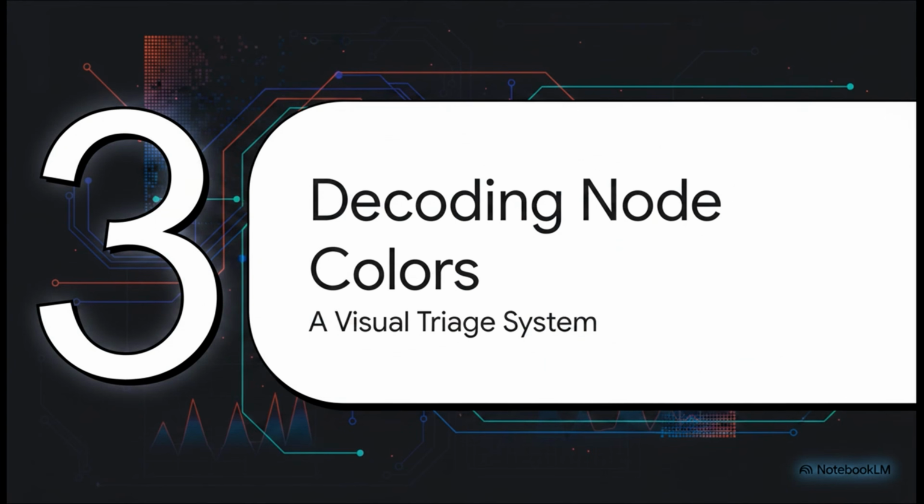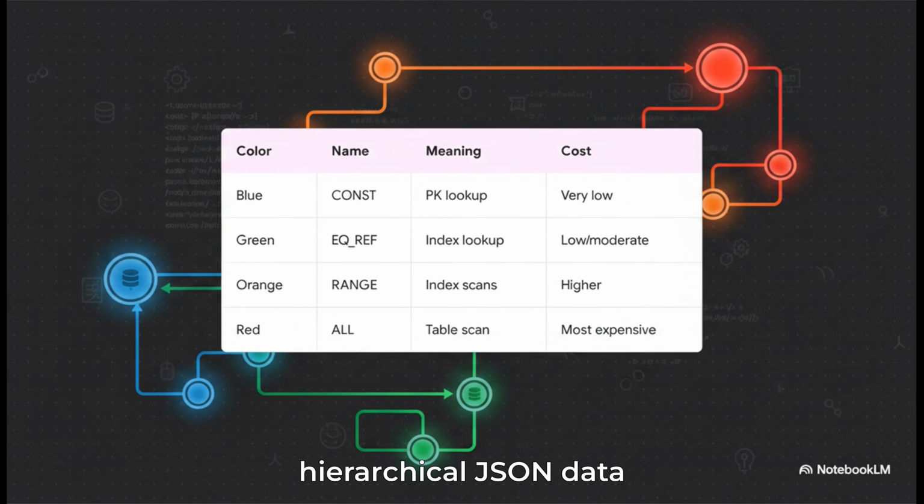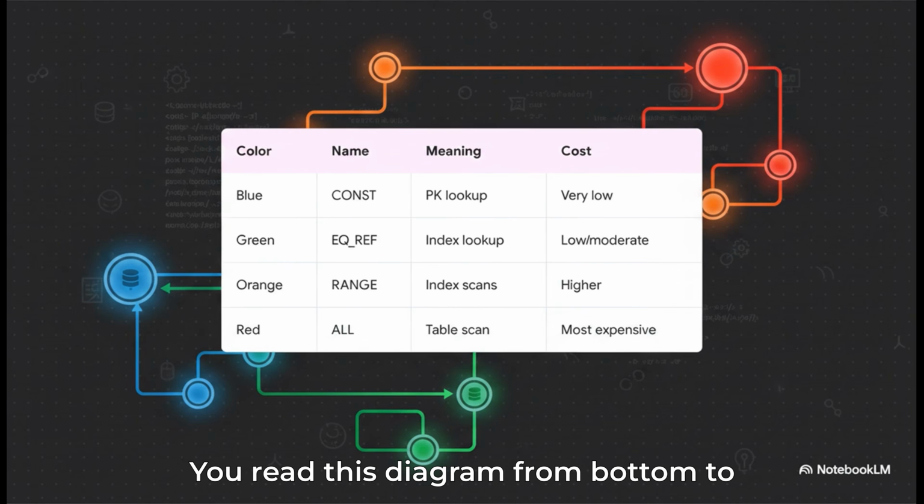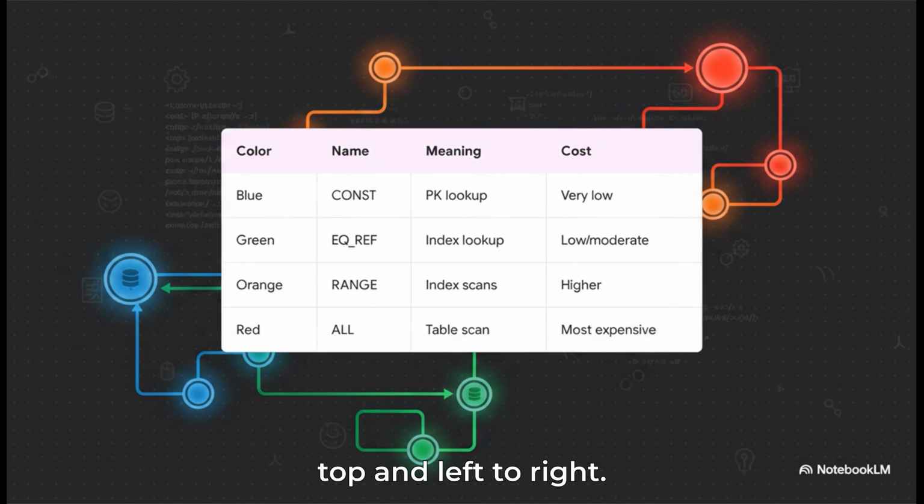Section 3, decoding visual explain colors, a triage system. MySQL Workbench takes all that hierarchical JSON data from an execution plan and translates it into a visual flowchart. Think of it like a heat map for query performance. You read this diagram from bottom to top and left to right, and the absolute best diagnostic aid here is the color coding system. Blue nodes represent very low-cost operations, like a primary key lookup.